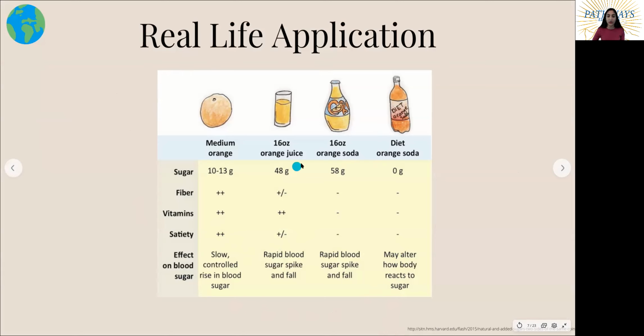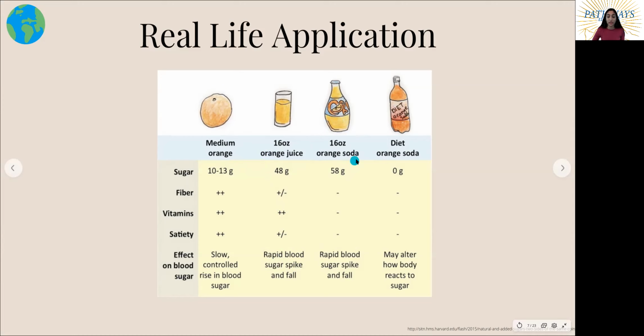Now let's move on to the orange juice. Okay, so the orange juice, there is 48 grams of sugar in orange juice. Now you can see that this is a lot more than what you would find in a medium orange. And there is a mid-level amount of fiber. You get your vitamins, but it doesn't cause as much feeling of fullness. And that's because there's a more rapid blood sugar spike and fall.